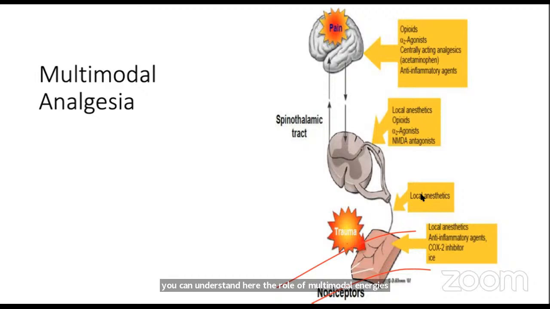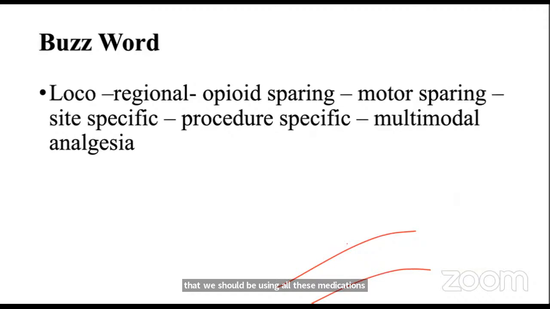Sometimes residents do ask me, sir, we have done the case under spinal. Why should we give NSAIDs and paracetamol and local infiltration? There is good evidence, textbook evidence to suggest that we should be using all these medications. Now, the buzzword, if somebody is asking where regional anesthesia is progressing: day by day, we are moving towards local infiltration analgesia. Now we have Exparel, liposomal bupivacaine. We are more and more into site-specific regional and peripheral blocks.